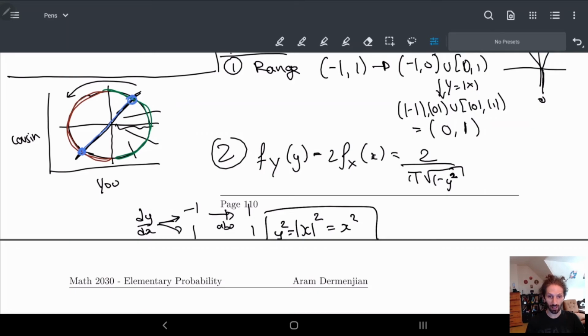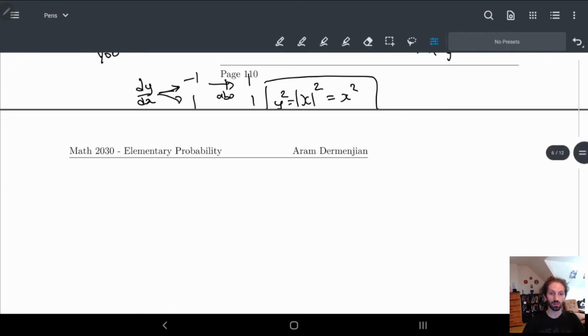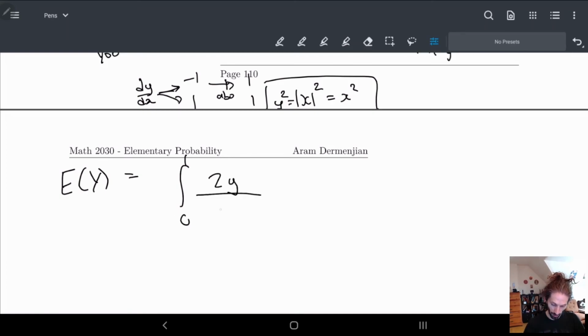So what's left is calculating the expected value. So what is the expected value of y? Now this one's a little more difficult because we have this 2 in front. Not only that, but we no longer have our symmetry, right? We're going from 0 to 1. So we have the integral of 2y over pi square root of 1 minus y squared dy.